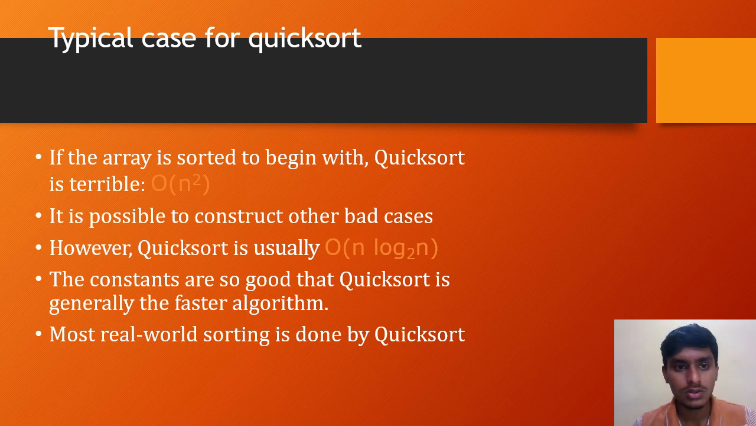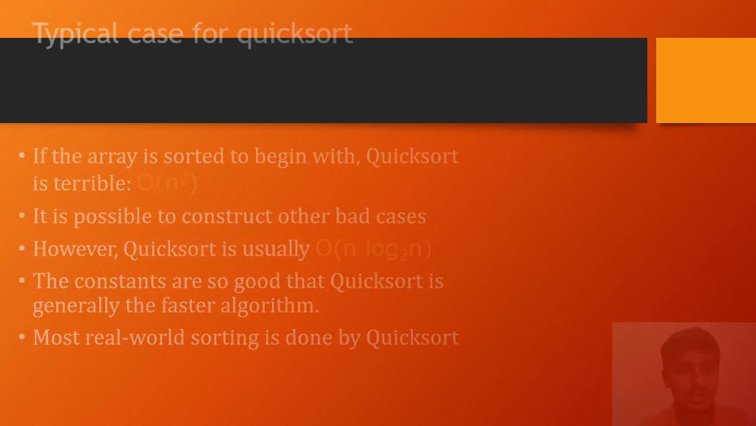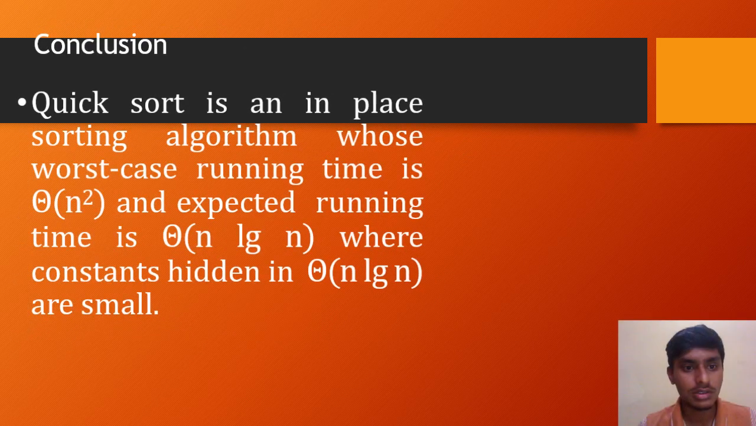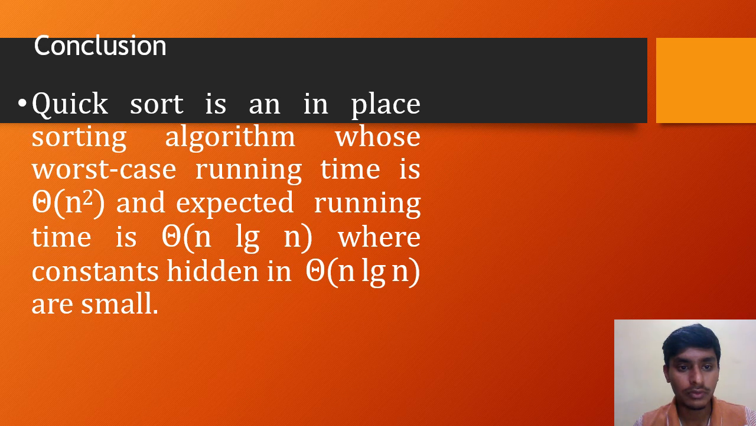Okay. Then next, the conclusion. We have so far covered quicksort. Quicksort is an in-place sorting algorithm whose worst-case running time is n square, and an expected running time is theta of n log n, where the constants hidden in theta of n log n are small.